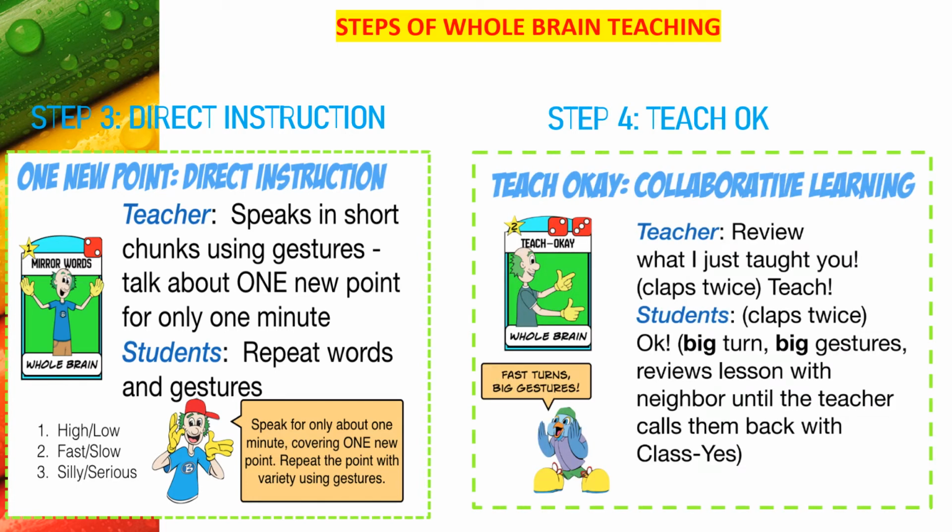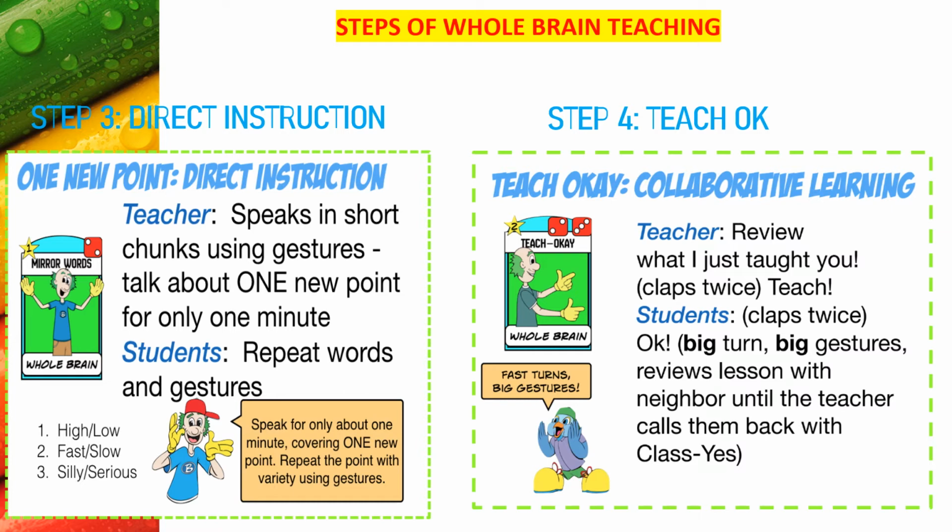The next step is known as Teach-Okay, where collaborative learning goes on. Here the teacher reviews what was just taught. The teacher claps twice and the student claps twice and they say teach. So the teacher says loudly, by clapping, teach. Then the student says okay and they review the lesson, what they have learned in the first step.